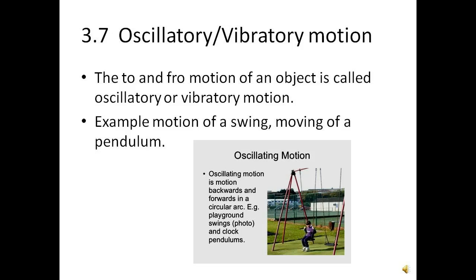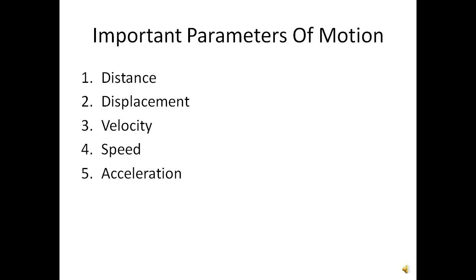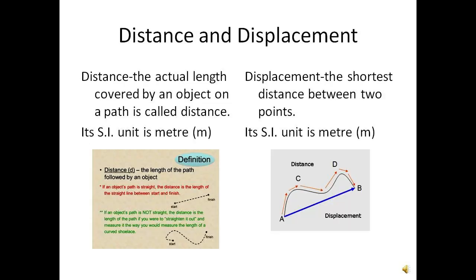Now we need to know some important parameters of motion. There are 5 main parameters: distance, displacement, velocity, speed and acceleration. Distance and displacement. The simple meaning of distance is the actual path covered by an object. Its SI unit, or International System of Units, is meter.